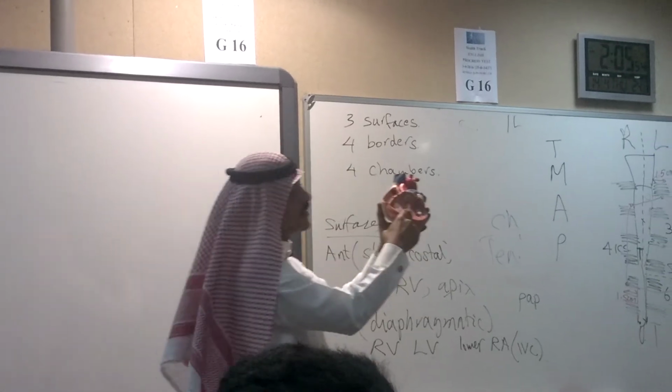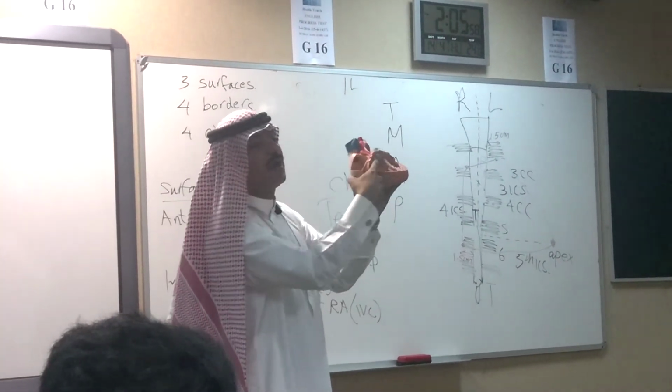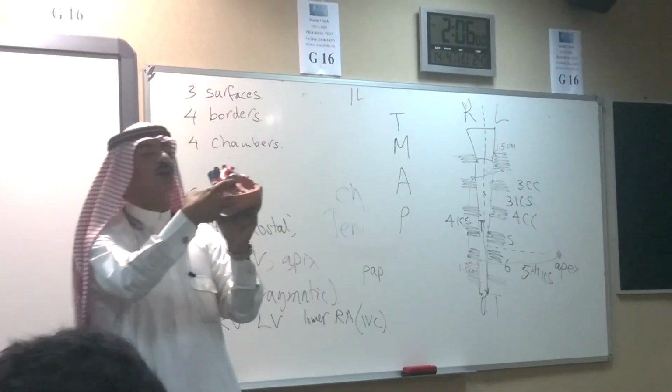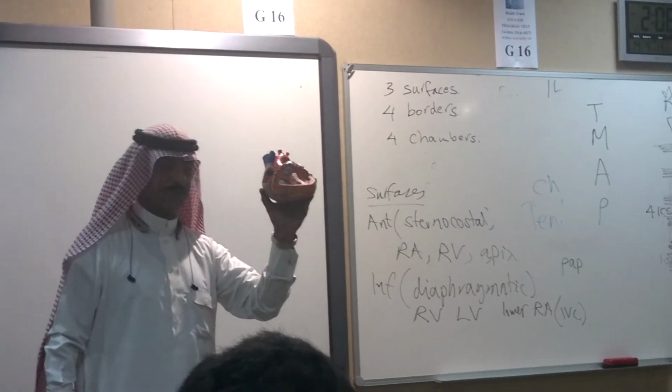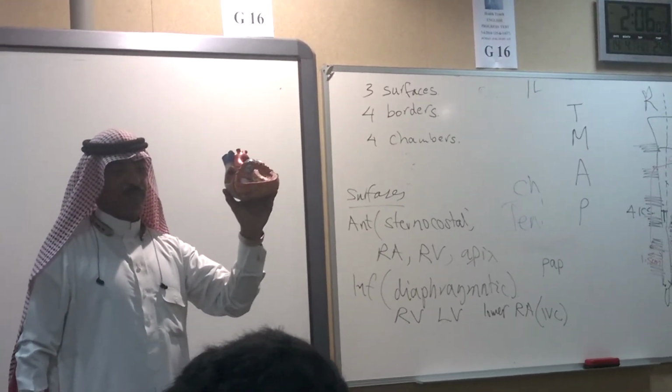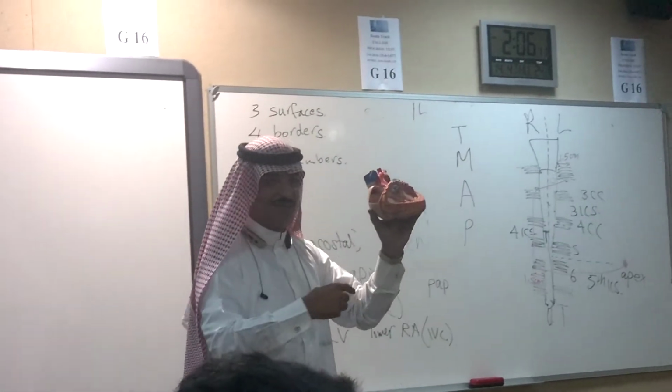Also, blood leaves the right ventricle through the pulmonary trunk, guarded by the pulmonary semilunar cusps, three cusps: two anterior, one posterior, or simply anterior, right, and left.